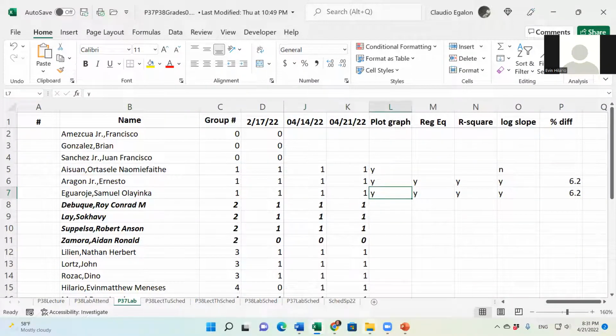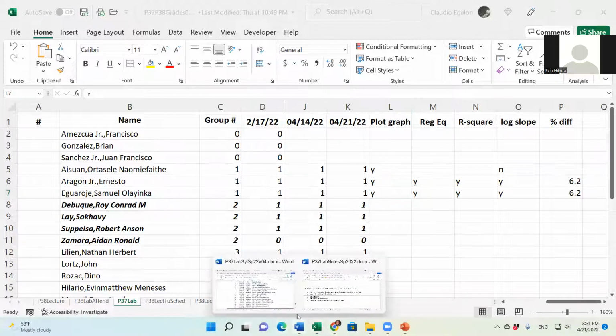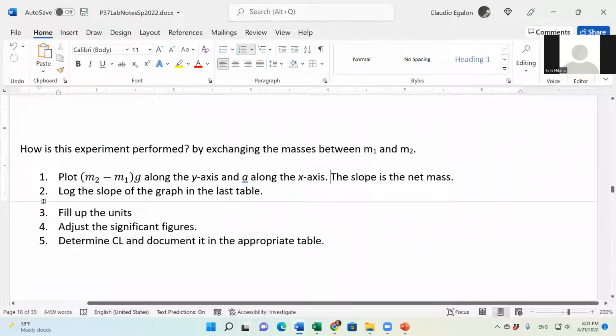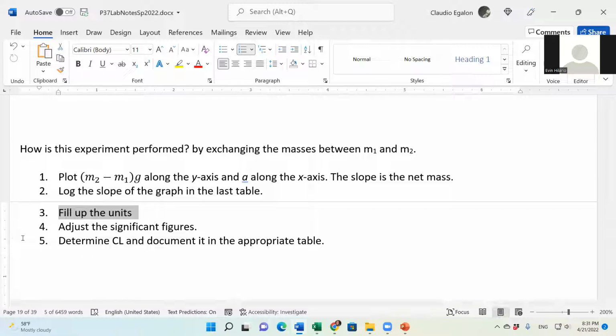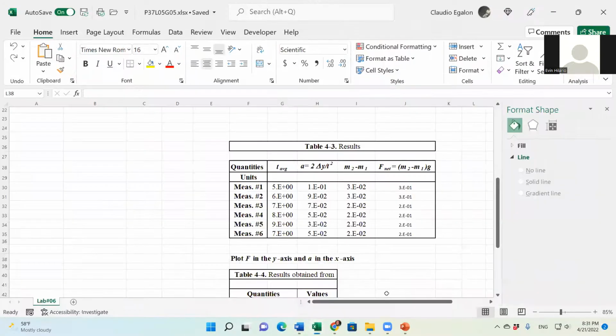Okay. So don't forget there's more, right? Here you go. Okay, that's where you stop. Right now you've got to fill up the units in the cells of the table. Okay, and don't forget to adjust the sig figures as well.